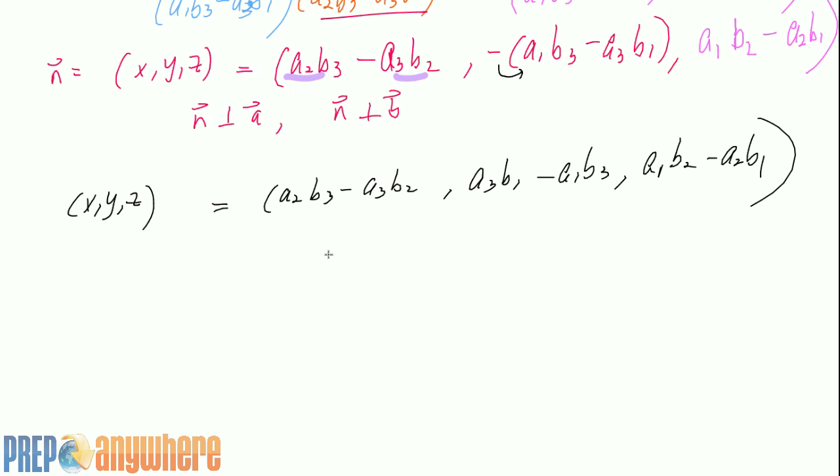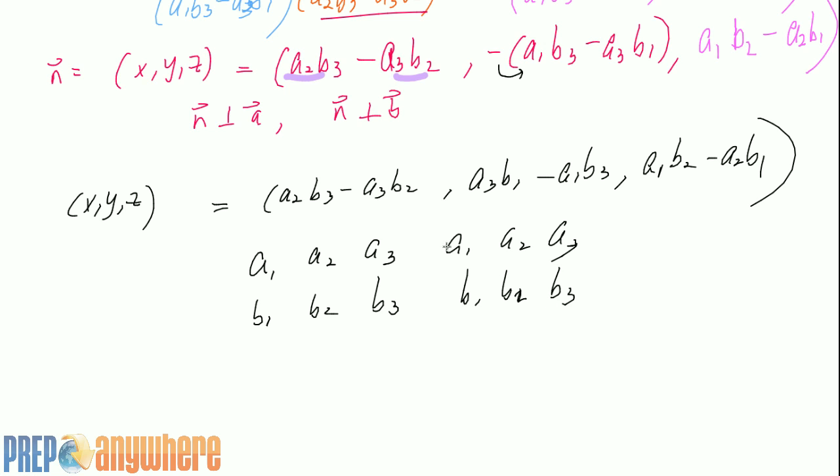Look, this is too hard to remember the way it is. There's too many 1, 2, 3s everywhere, right? So look, if I have a1, a2, a3, and just write it one more time, a1, a2, a3 in the same pattern, b1, b2, b3, b1, b2, b3. And if I want the x coordinate, I just cross multiply these two. You get a2 b3 minus, you always put a minus, the difference of a3 b2.